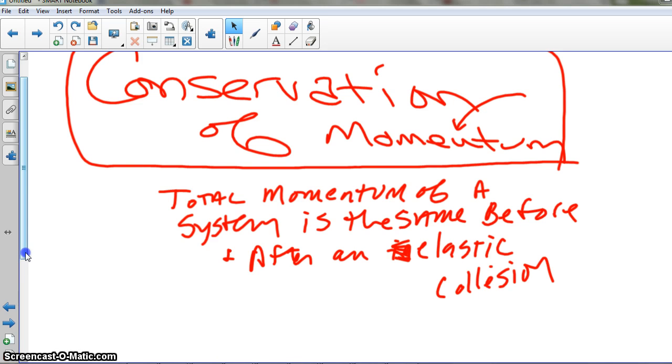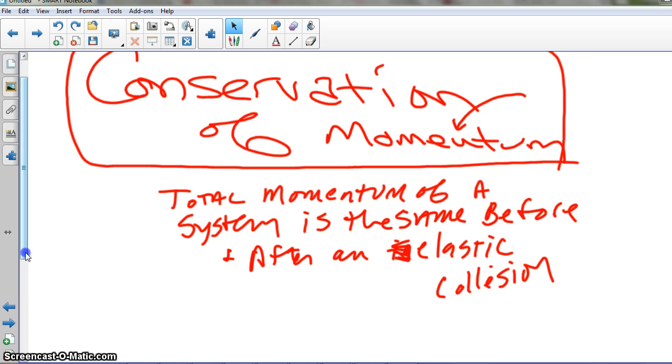Imagine, say, two of our carts. Remember those carts that we did the motion detectors on before? If we were to take two, have their magnetic ends pointing at each other so that they wouldn't actually touch, but their north poles would repel one another, and they would get close and then stop and then go back. The total momentum of the system would be the same before and after that kind of a collision.